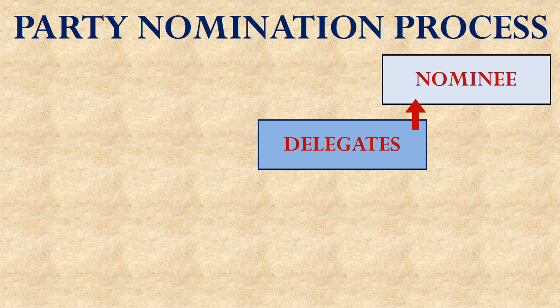The nominee is chosen by people who are called delegates. They're not called electors like in the Electoral College. They're called delegates. In the Electoral College, the electors meet in the Electoral College. In the party nomination process, the delegates meet in what's called a national party convention.